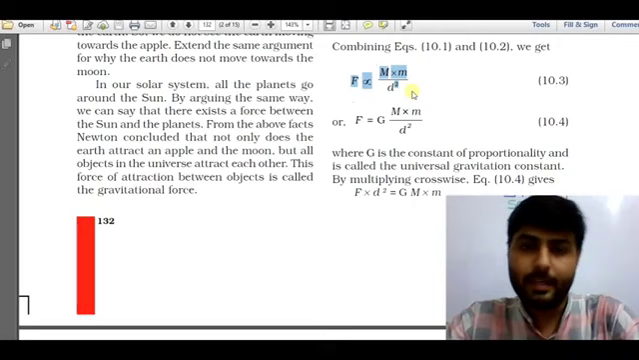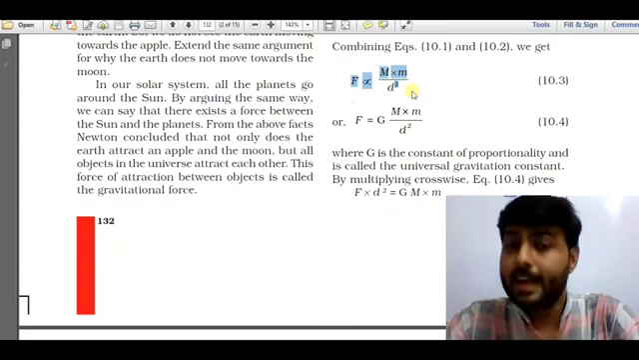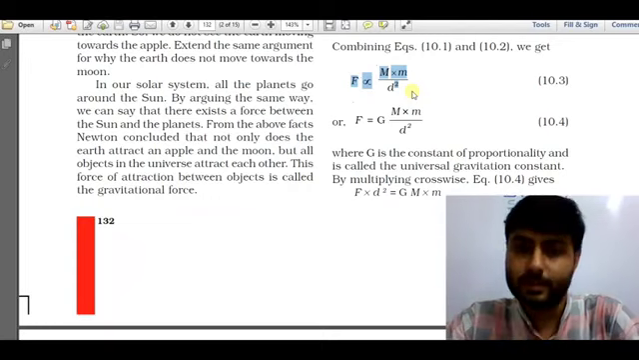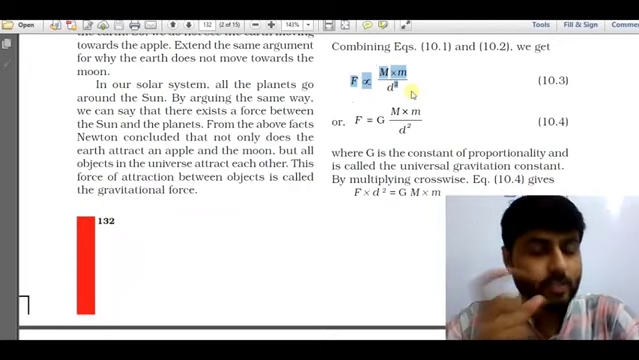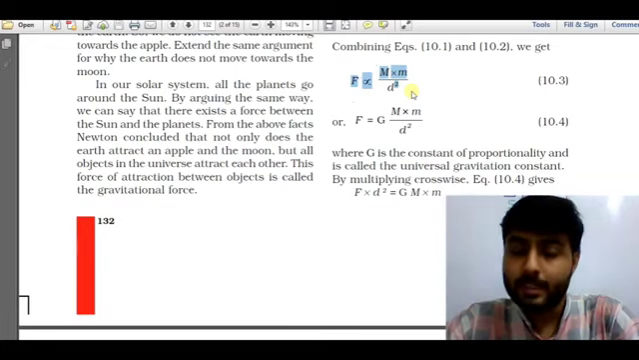Product is multiplication of masses of both objects, so capital M into small m, and inversely proportional to square of distance of these two objects. Distance between these two objects. So we have F proportional to capital M multiply small m divide d square.